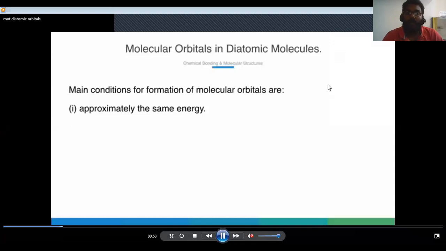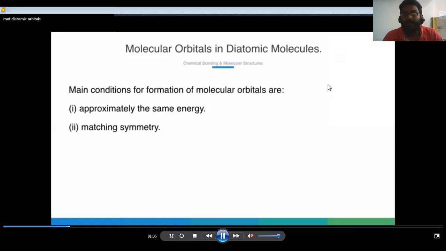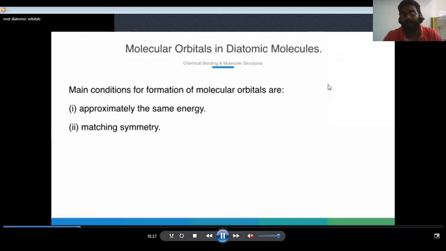Today's topic is molecular orbitals in diatomic molecules. Here is the splitting of electrons into bonding and antibonding. What are bonding orbitals? Bonding molecular orbitals are more stable, with lower energy.